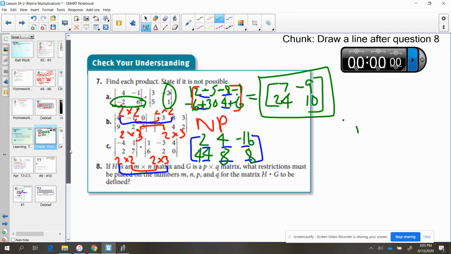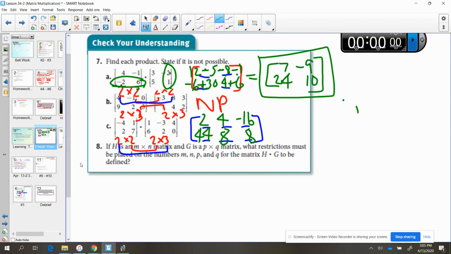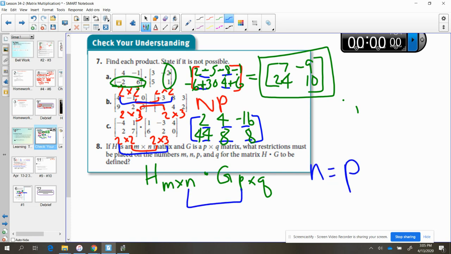And last but not least, if we know that H is an M by N matrix and G is a P by Q matrix, what restrictions would have to be placed on this in order for this multiplication to happen, H times G? Well, we know that N would have to equal whatever P is in order for this to work.